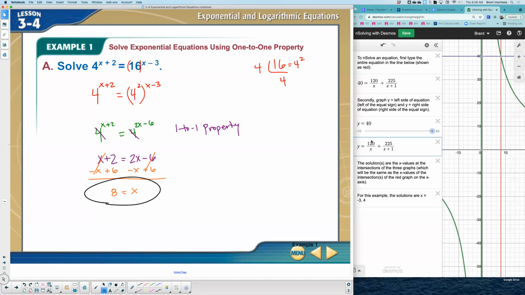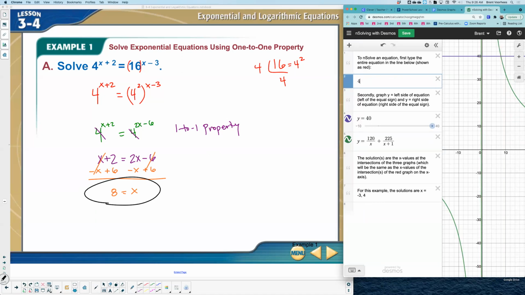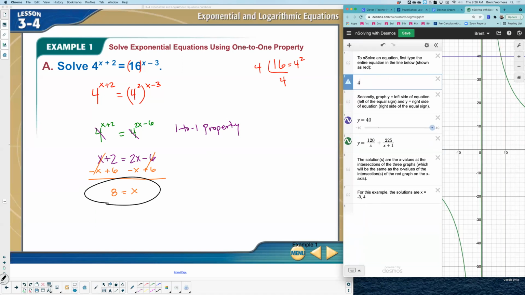Like I said, you could just graph this and use Desmos all the way through. 4 to the power of x plus 2. Now watch this carefully. Hey guys, watch this carefully. When I go power and I put x plus 2, did that type in correctly? No. What's wrong with that? Didn't stay as an exponent.